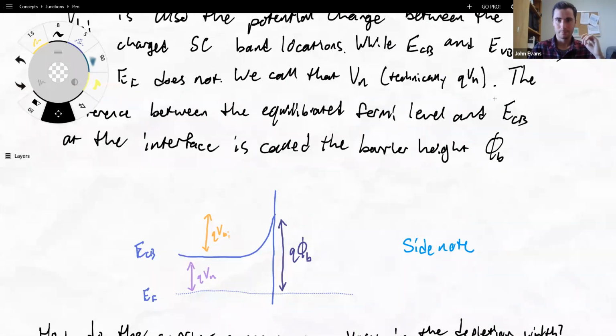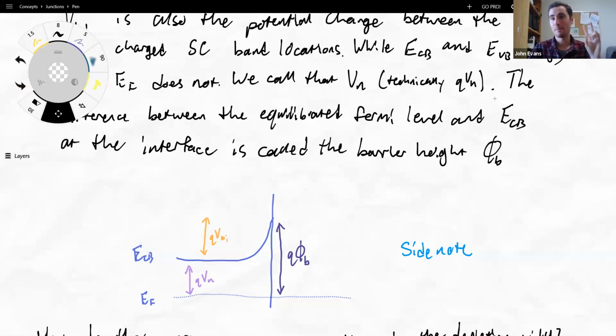However, it is not necessarily the same inside the depletion width, right? Because now we have these charges and these electric potentials that are going to cause differences between where our conduction band is and where our Fermi level is.